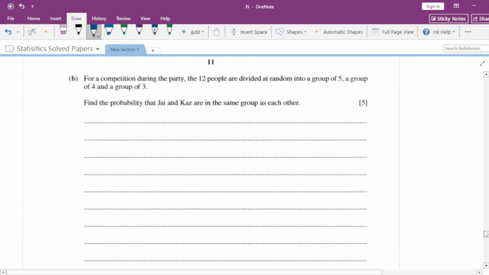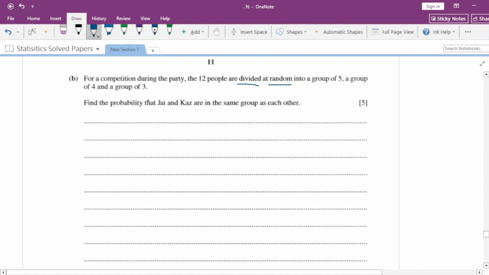Part B: for a competition during the party, the 12 people are divided at random into a group of 5, a group of 4 and a group of 3. Find the probability that Jai and Kaz are in the same group as each other. Very important, we are working with division into groups. That will be working with nCr.